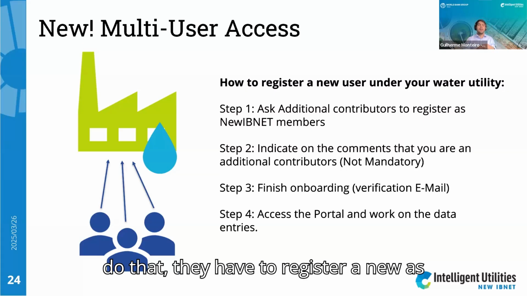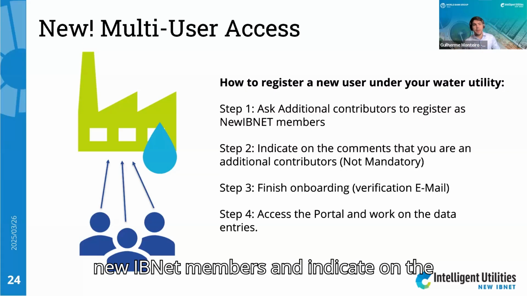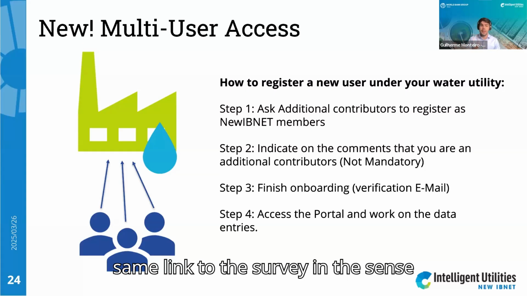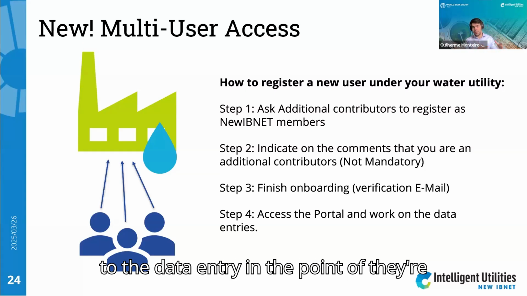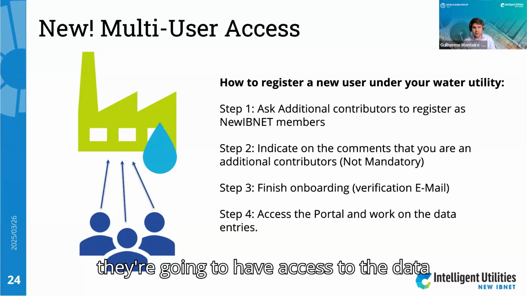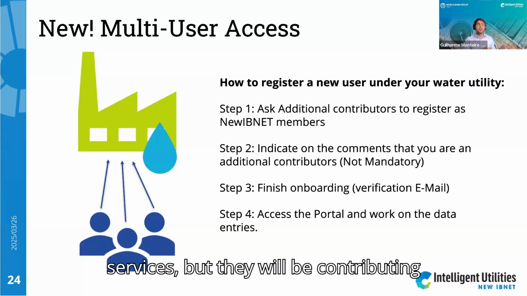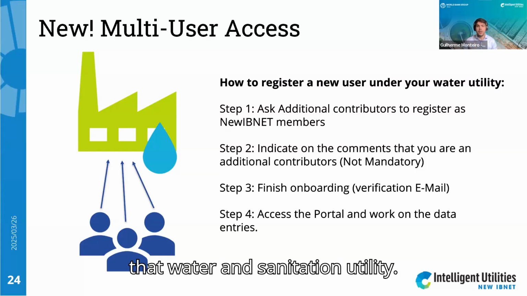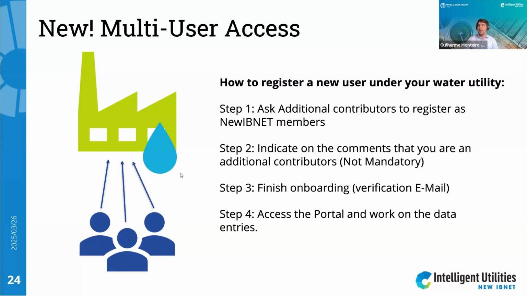In order to do that, they have to register as NewIBNet members and indicate in the comment section that they are additional contributors. So they'll be given the same link to the survey, to the data entry. They're going to have access to the portal and to the data services, but they will be contributing in the same data entry mechanism for that water and sanitation utility.